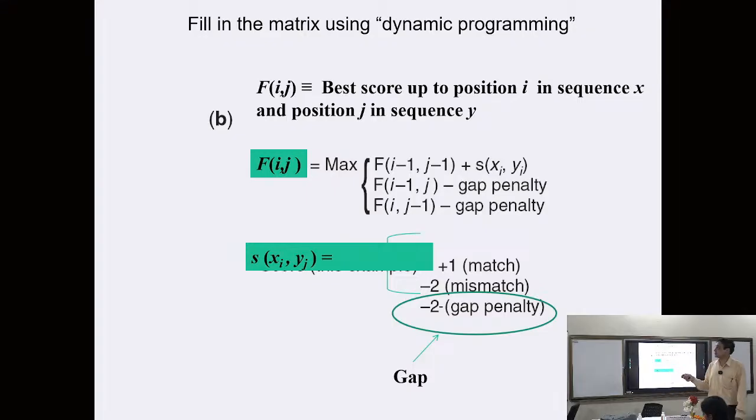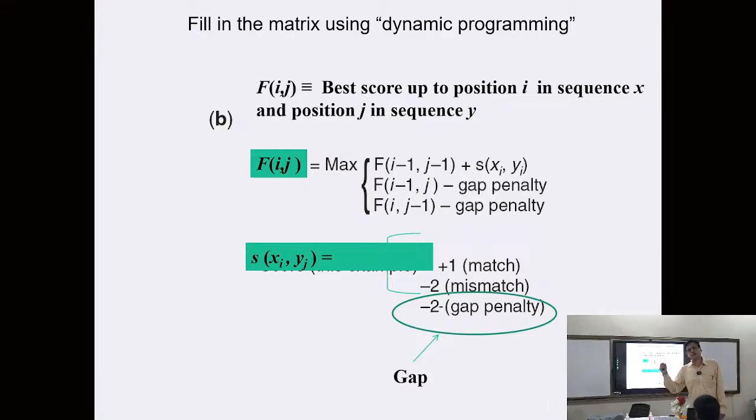F(i,j) is the best score up to position I in sequence X and position J in sequence Y. Remember, the whole idea of the dynamic programming algorithm was to obtain the best score up to position I in sequence X and position J in sequence Y from the best score one position back, incremented by the score for the match that you observe, or the score for a gap. You will see this.